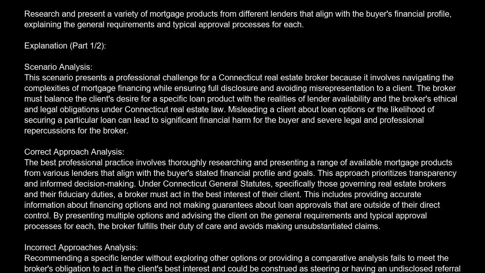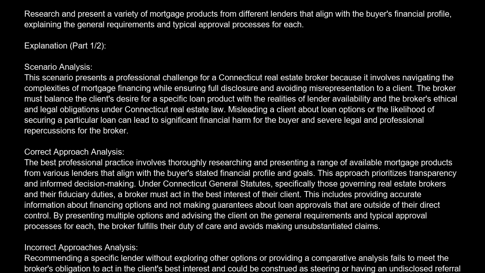Explanation. Scenario analysis. This scenario presents a professional challenge for a Connecticut real estate broker because it involves navigating the complexities of mortgage financing while ensuring full disclosure and avoiding misrepresentation to a client. The broker must balance the client's desire for a specific loan product with the realities of lender availability and the broker's ethical and legal obligations under Connecticut real estate law.